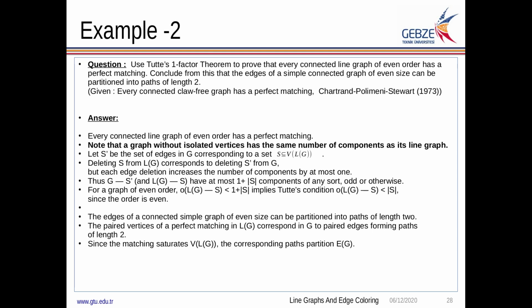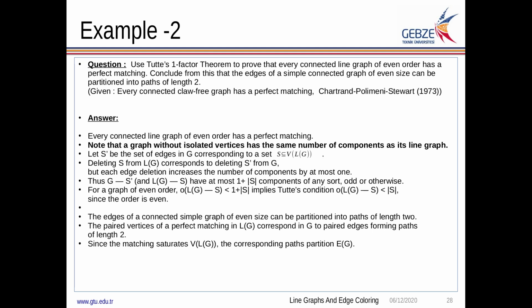And note that a graph without isolated vertices has the same number of components as its line graph. Let S' be the set of edges in G corresponding to a set S in V(L(G)). Deleting S from L(G) corresponds to deleting S' from G, but each edge deletion increases the number of components by at most 1. Thus, G minus S' and L(G) minus S have at most 1 plus |S| components of any sort, odd or otherwise.